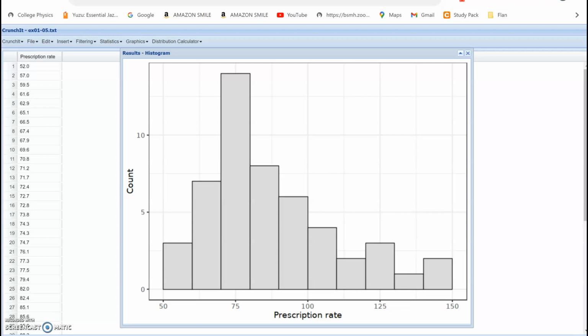The third bar, let's pick the third bar now. So 50 to 60 is the first, 60 to 70 is the second, 70 to 80 prescriptions is the third bar. The height of the bar tells us how many numbers fall within that range. So it's a count. 11, 12, 13, 14. So that's about 14. So there are 14 numbers within the range of 70 to 80. And this is all you need to know in order to construct a histogram using Crunchit.